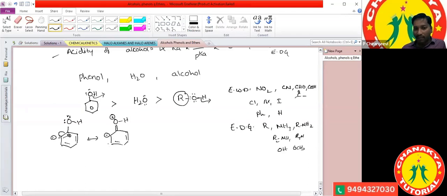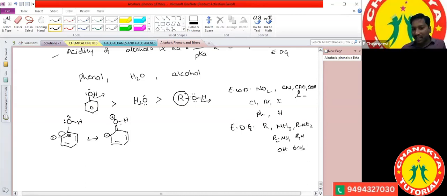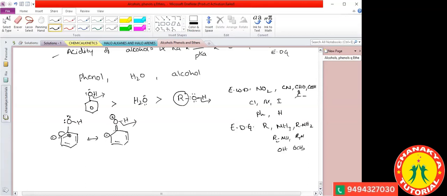Samhita, is the electron density decreased or increased in this structure? Samhita, I didn't get the answer. Decreases? The electron density decreases. If the electron density decreases, it can easily remove the H plus ions now. Yes, sir. Okay.